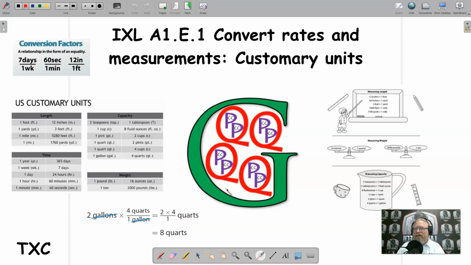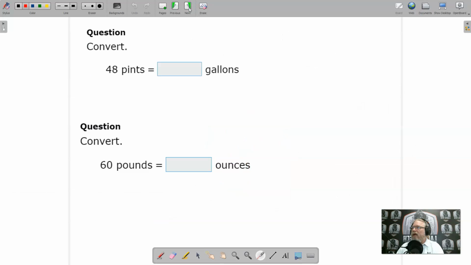So if you have difficulty with these conversions and creating your conversion factors, go find some of these graphic organizers that will go ahead and give you the numbers that you're going to need for those. All right. So with that said, let's go ahead and start on some of these.